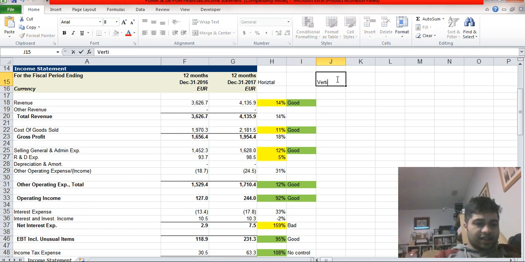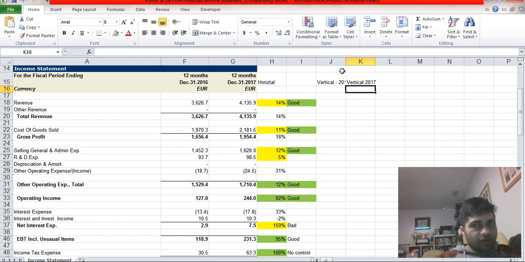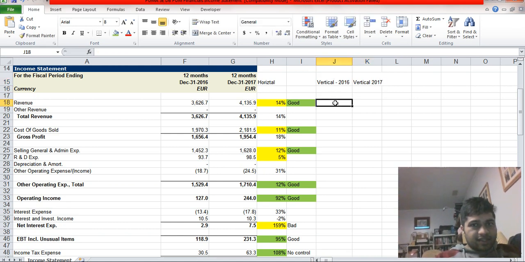Next is vertical analysis. In vertical analysis, you find out proportions. So everything here is expressed as a percentage of sales. So vertical analysis in 2016 versus vertical analysis in 2017. Let's check it out. How do you do it? So as I said, everything is expressed as a percentage of sales. So sales divided by sales. Okay. So that is 100%.